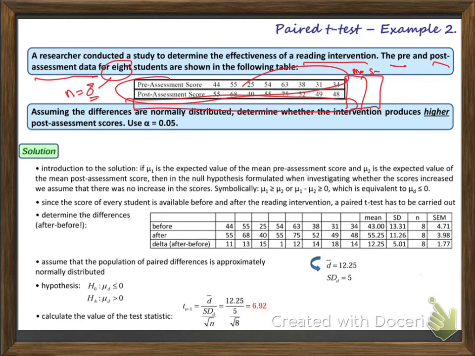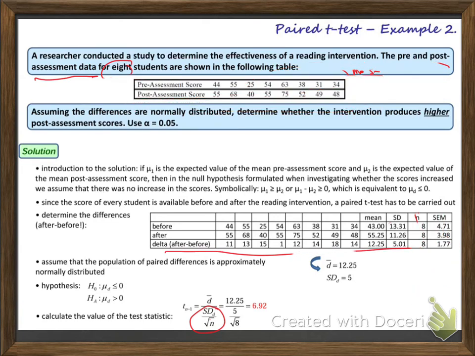Then n is common, which is 8. And SEM is the standard deviation, or sigma, divided by the square root of n. So if you use this one, there is no need to have this column. If you will not use it, you can have it from here. This is the cell, because this is the standard deviation for the differences, or for the delta. I hope this one is clear.